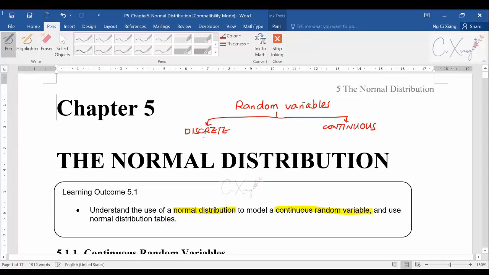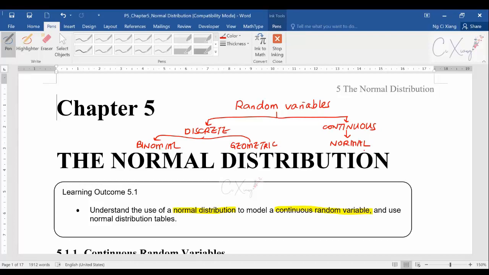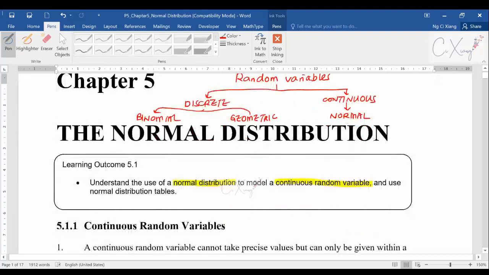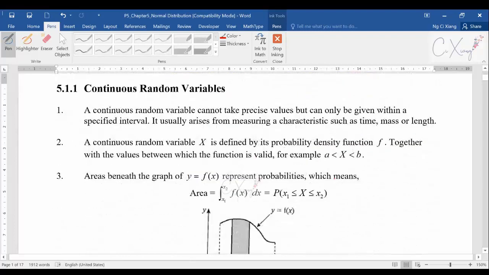Under the discrete part, we are having two special discrete distributions: binomial and geometric. Then for continuous, the special continuous random variable is the normal distribution. So this is what we have learned until now. This is very basic: binomial and geometric belong to discrete, and normal belongs to continuous. Let's look at the basic concept first.